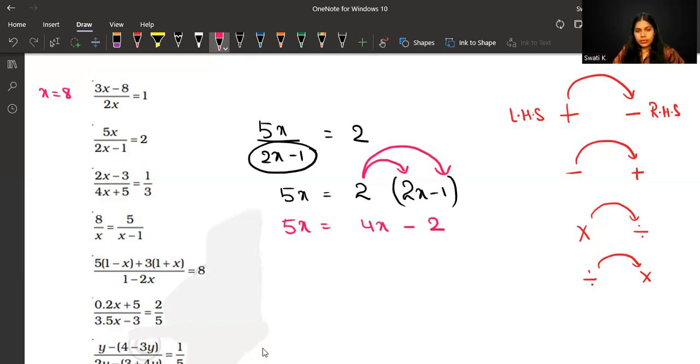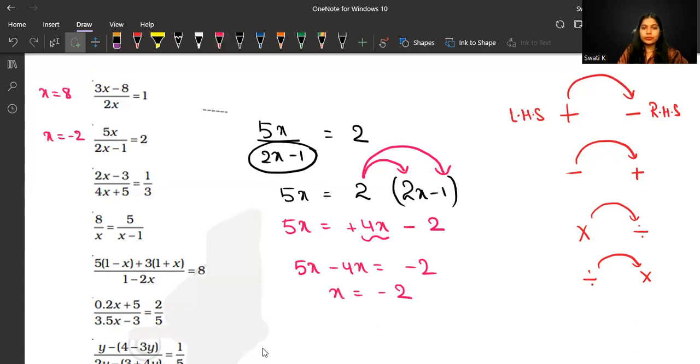Now, of course, I need to find the value of x. So I'll be shifting this 4x to the other side. So this will become 5x as it is plus 4x. If there is no sign here, it is plus. So plus 4x to the other side, it will become minus 4x, and this minus 2 as it is. 5x minus 4x is x, so x equals minus 2. This is the answer. So the second question, the value of x is minus 2.